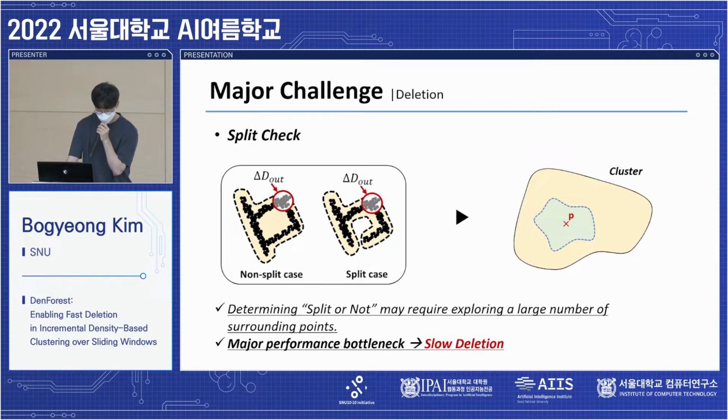Here is an example. The left side figure shows the non-split case after the deletion, and the next figure shows the split case after the deletion. When data D out is deleted, we cannot know whether a cluster is split until inspecting the left bottom areas of each cluster. Therefore, even when a single data point is deleted from the clusters, numerous surrounding data points may have to be explored to determine the split. It is the major performance bottleneck in updating the clusters.